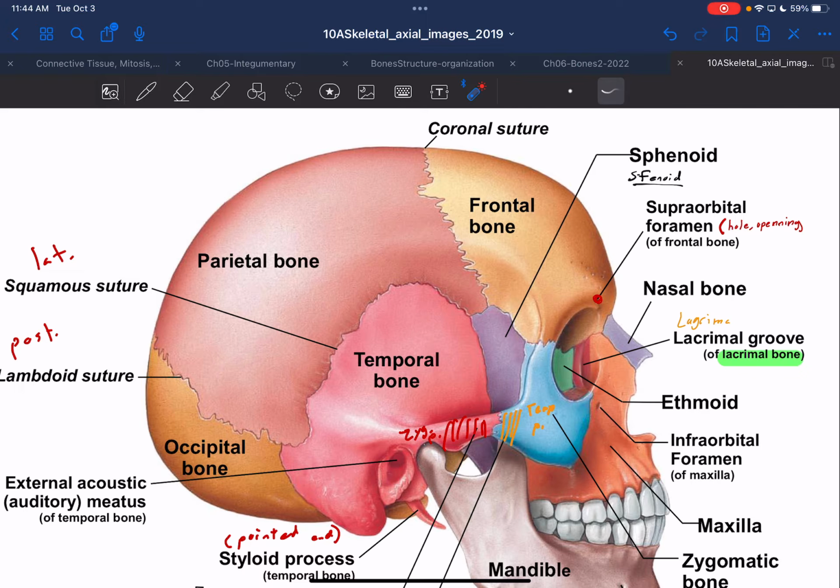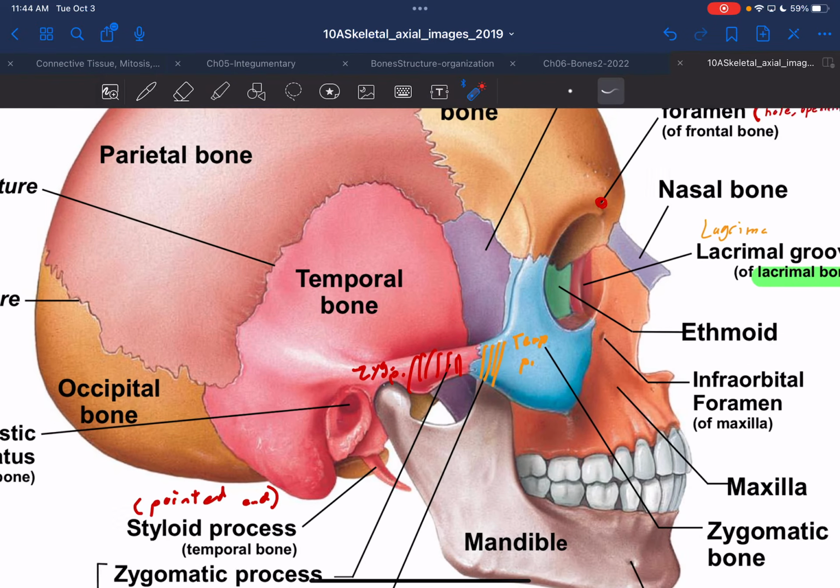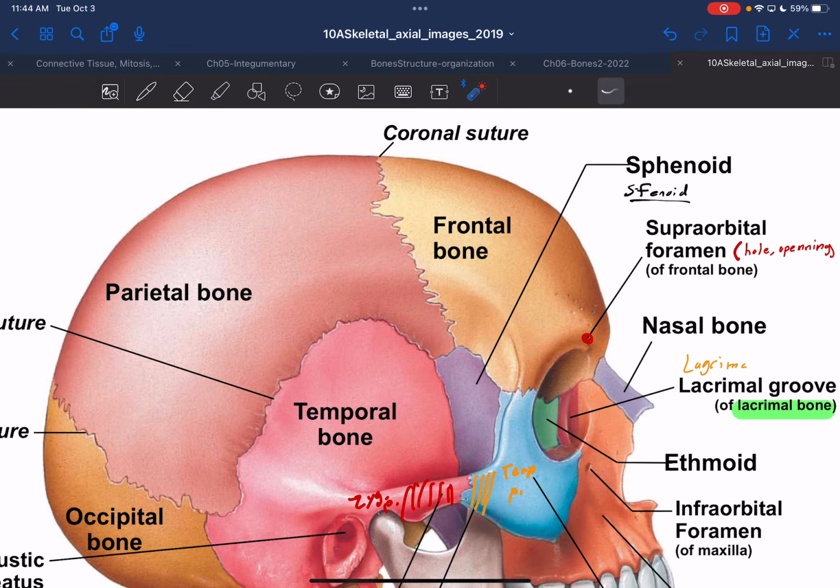Is there a word to memorize, besides, you know, how for stylo you said "pointed ends"? Is there a word for sphenoid and ethmoid? No? I can't think of one. I can't think of anyone. I had to memorize them just kind of flat out. I wonder.